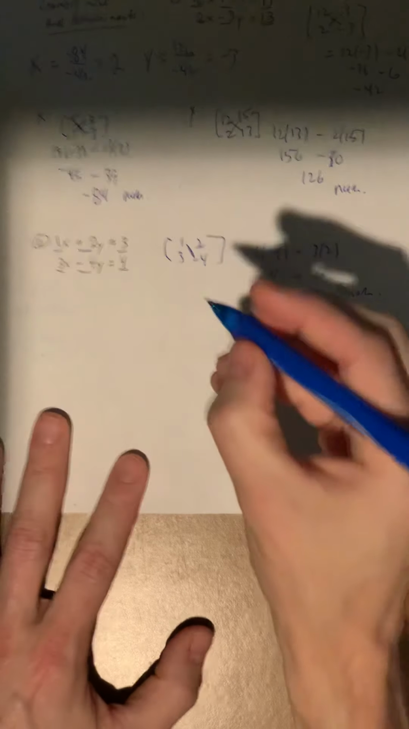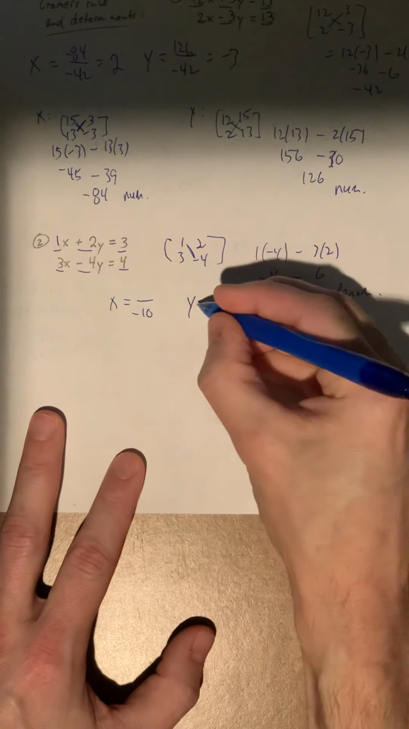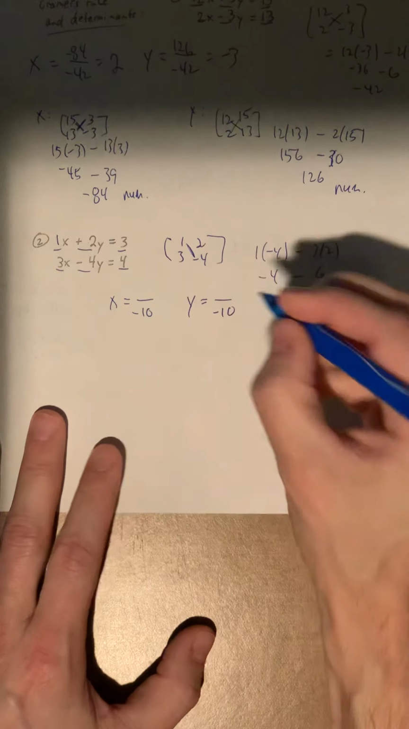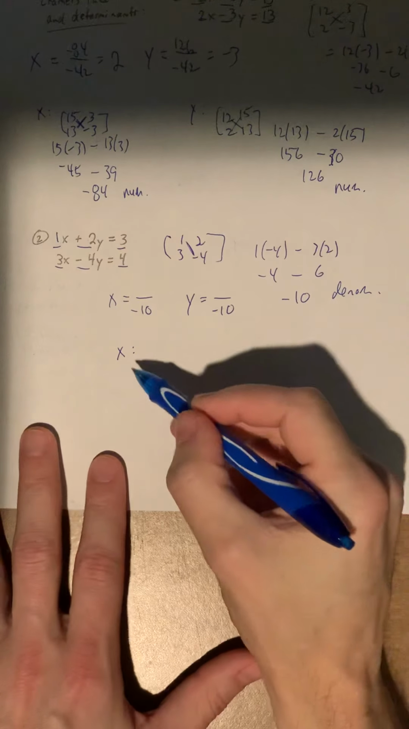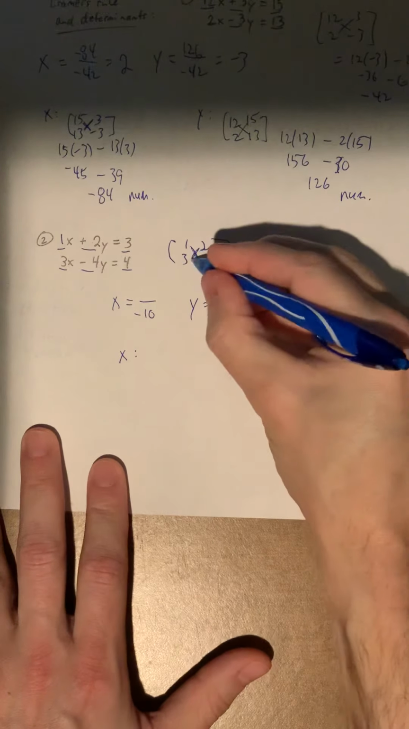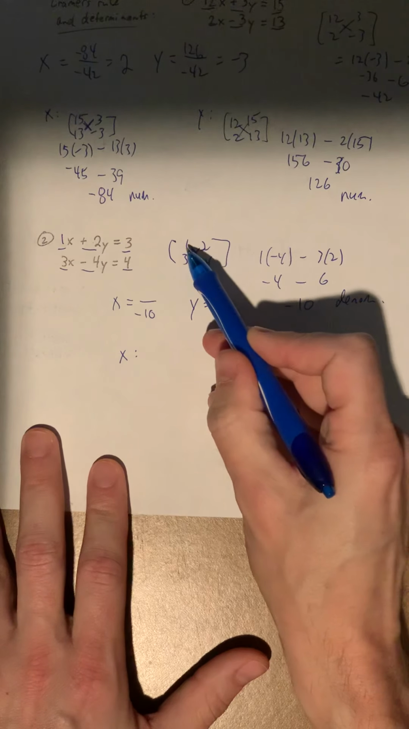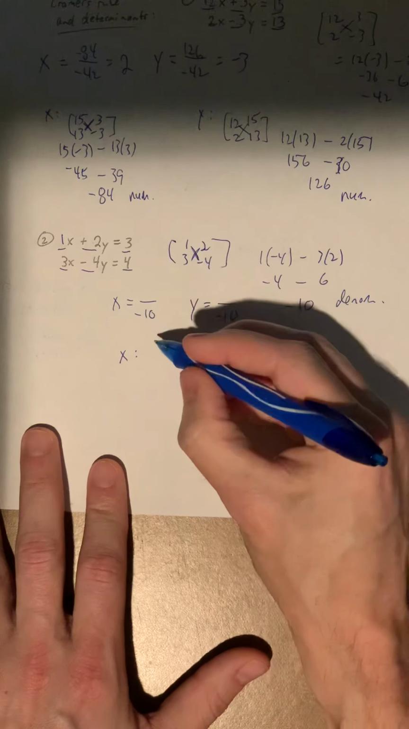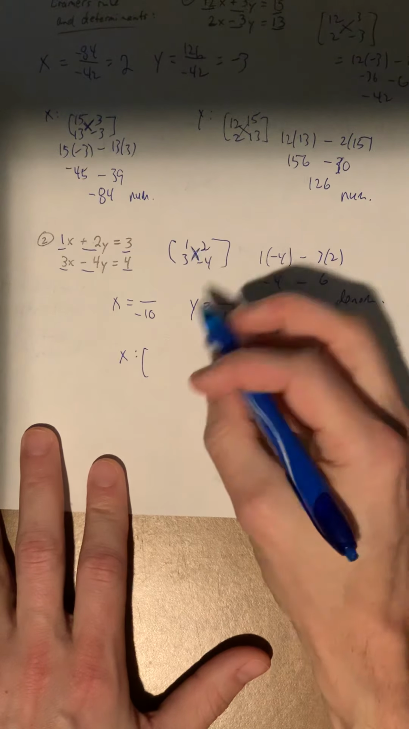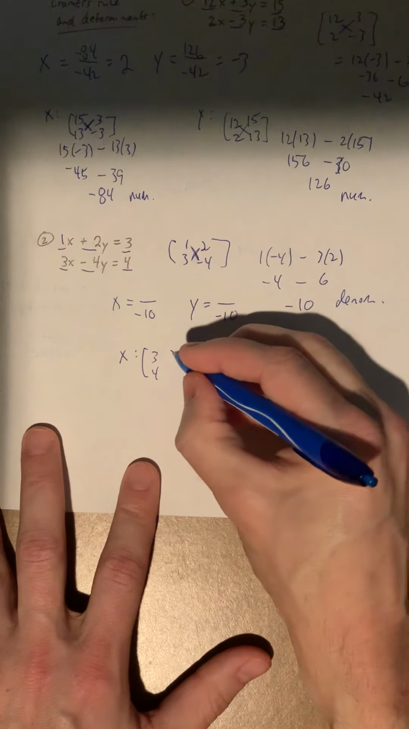All right, so we can do x is going to equal something over negative 10, and y is going to be something over negative 10. All right, we got to find the numerators now. So here we go. Let's do x first. So for x, you're going to take the same 2 by 2 matrix, but in place of your x coefficients, you're going to put your constants 3 and 4. So 3 and 4 go in place of 1 and 3, your x coefficients, and you keep your y, 2 and negative 4.